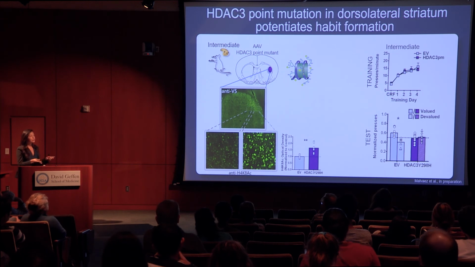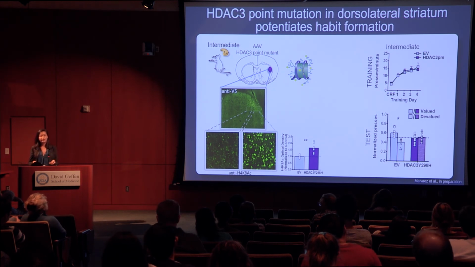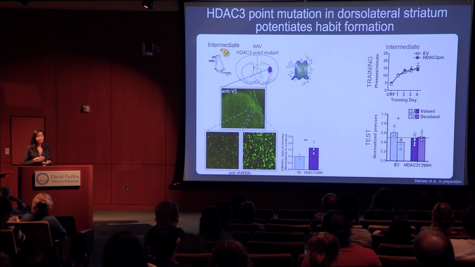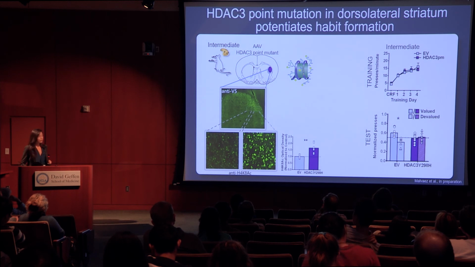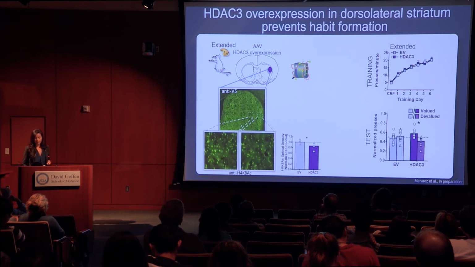Together, this shows that HDAC3 is normally repressing some type of mechanism to prevent habits from forming. And so if that's true, if you then overexpress HDAC3, you may be able to prevent habits from forming if HDAC3 is normally repressing habitual behavior. And so for this, what we did was overtrain animals.